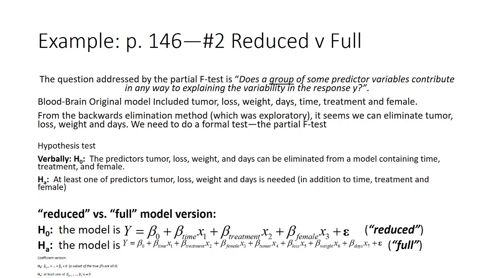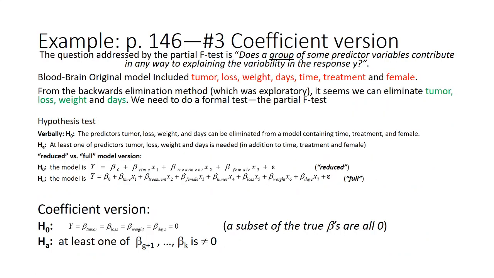So the null hypothesis is that y is equal to beta naught plus beta time x1 plus beta treatment times x2 plus beta female times x3 plus epsilon. Or we might have the full model, beta naught plus beta time x1 plus beta treatment plus beta female plus beta tumor plus beta loss plus beta weight plus beta days plus epsilon, and that's the full model. And so that's what we could have if we wanted to write it out this way, just in terms of the numbers. In some ways, if you have a pencil, this is an easier way to do it. Sometimes you have to type this in. It's a little more complicated.